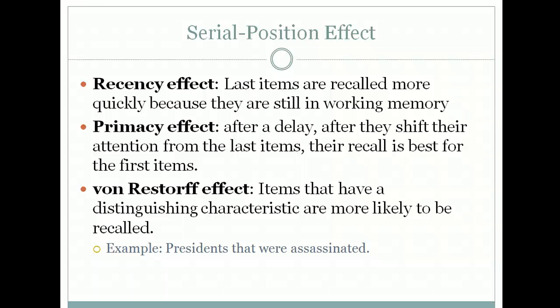So this is part 2 of the encoding notes. We're looking back at the serial position effect. We talked about how the serial position effect shows you are most likely to remember the first and the last items in a list, and these are just a little bit more specific. First you have the recency effect. Think of things that are most recent, which means you're more likely to remember the last items in a list.